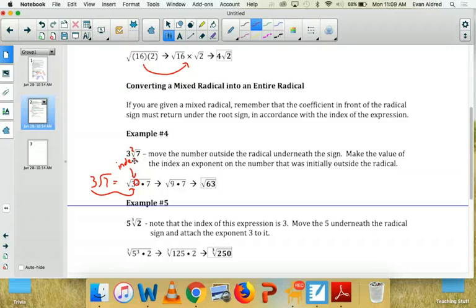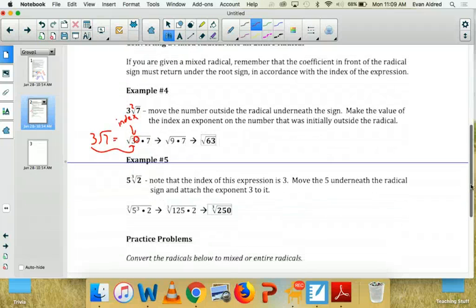And number 5 is the same idea, except now we have a different index. So we start by identifying our index, which is 3. We move the value that was outside the radical sign underneath, and we write the index as its exponent. So it's now cube root of 5 cubed multiplied by 2. We know 5 cubed to be 125. So our final answer is cube root of 125 multiplied by 2, or cube root of 250.